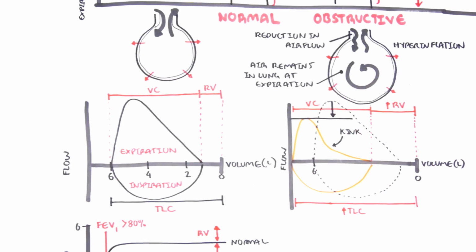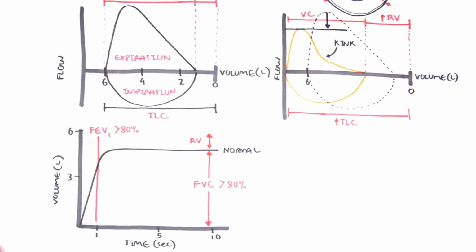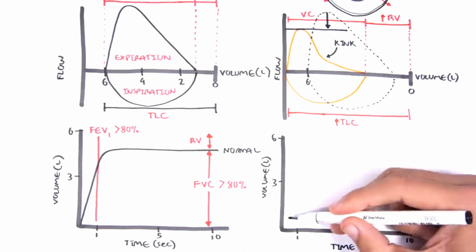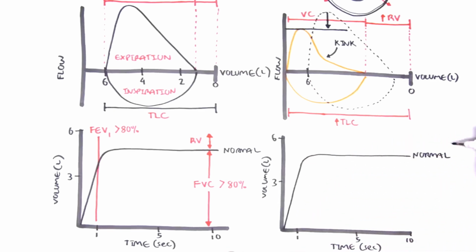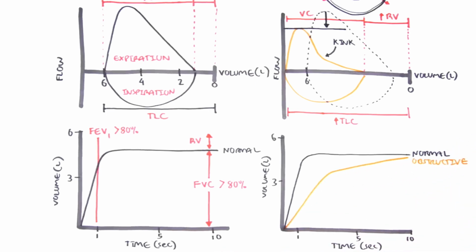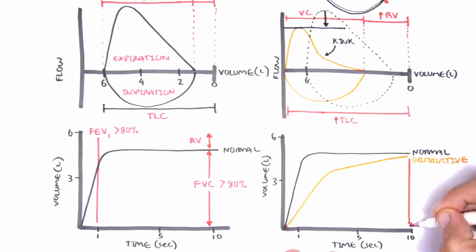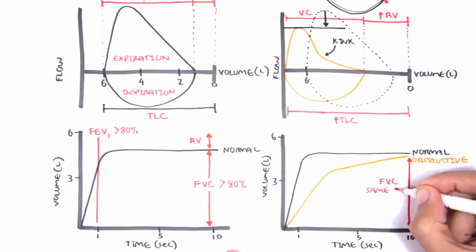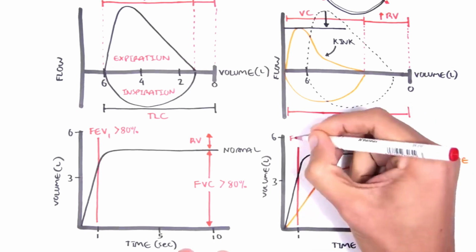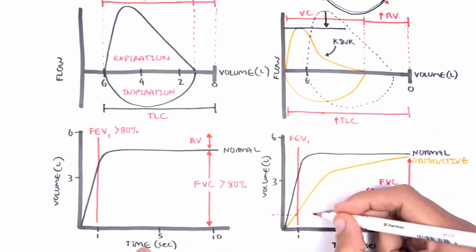Let's see what the first second of a forced expiration is using the graph, looking at time and volume on the y-axis. Again, to compare this to normal forced vital capacity, this is obstructive lung disease. We can see that the forced vital capacity is the same or slightly decreased. The forced expiratory volume in the first second has dropped significantly.